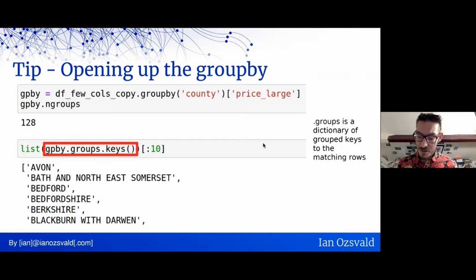Now, what's happening inside those group buys? So we can dig into those group buys. We can do things like take my group buy on county, price large. That gives me a groupby object. I can say group by.ngroups, 128 items. So I've got 128 groups in there. And I can print out the keys for the first 10. It's a dictionary-like object, so I can see the keys that are in there.